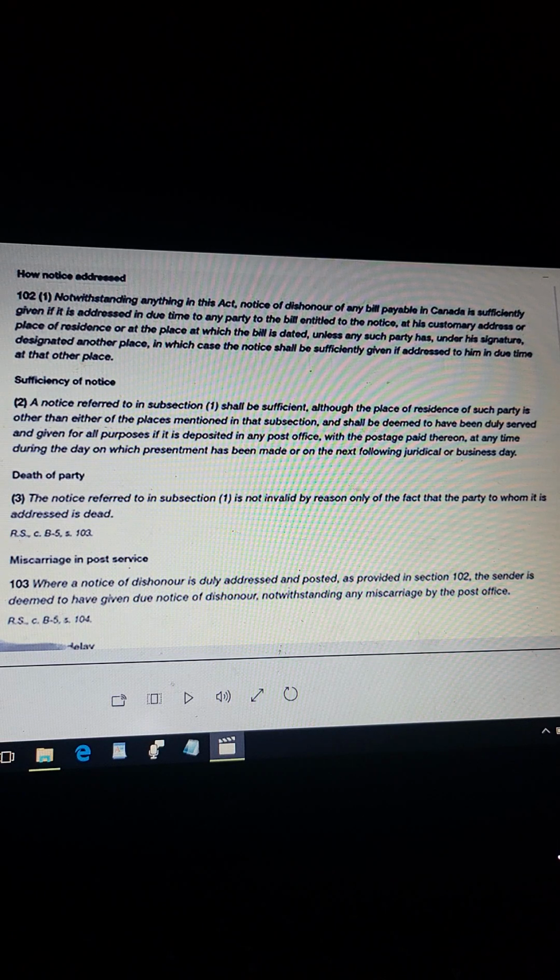Death of party. 3. The notice referred to in subsection 1 is not invalid by reason only of the fact that the party to whom it is addressed is dead. Miscarriage in post service. Where a notice of dishonor is duly addressed and posted, not mailed, posted as provided in section 102, the sender is deemed to have given due notice of dishonor, notwithstanding any miscarriage by the post office.